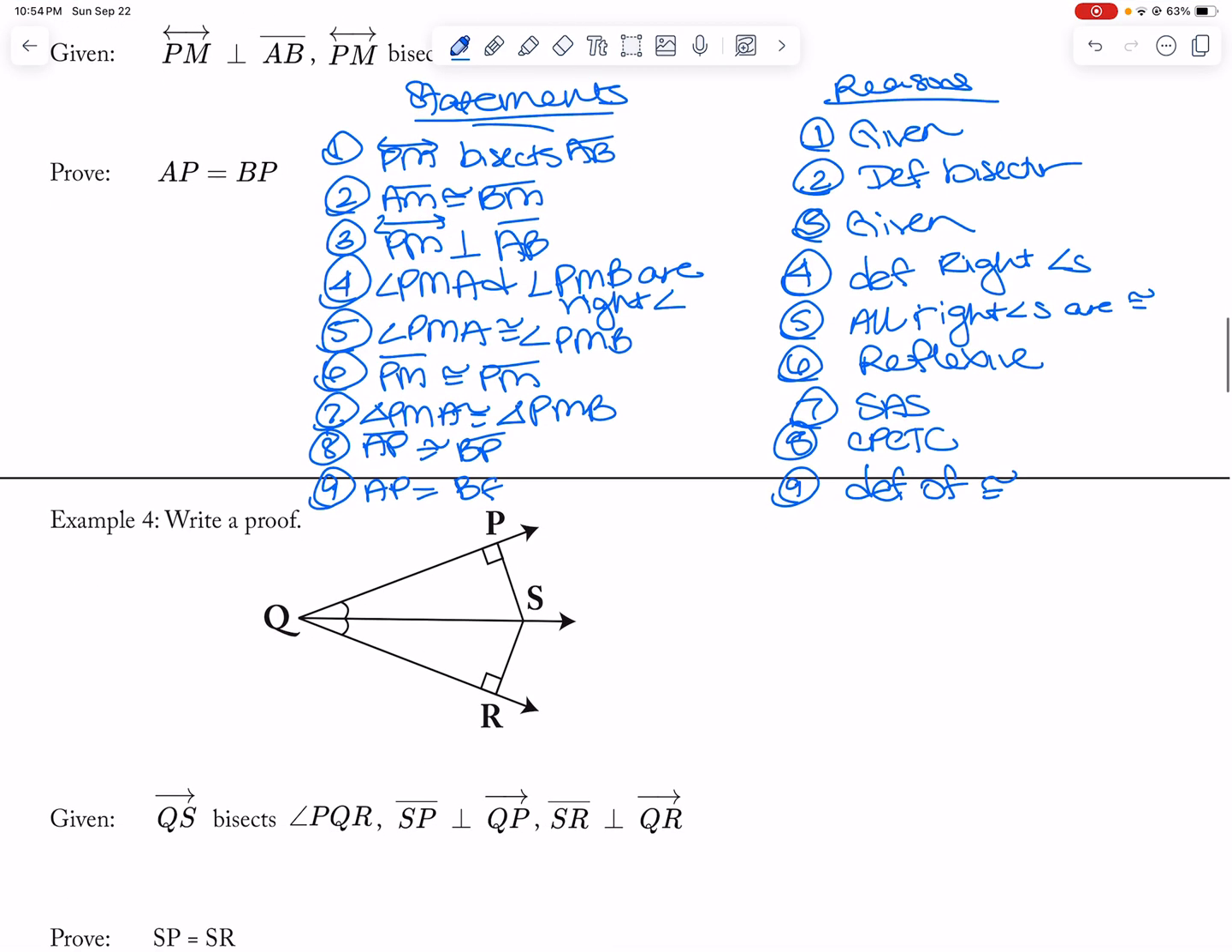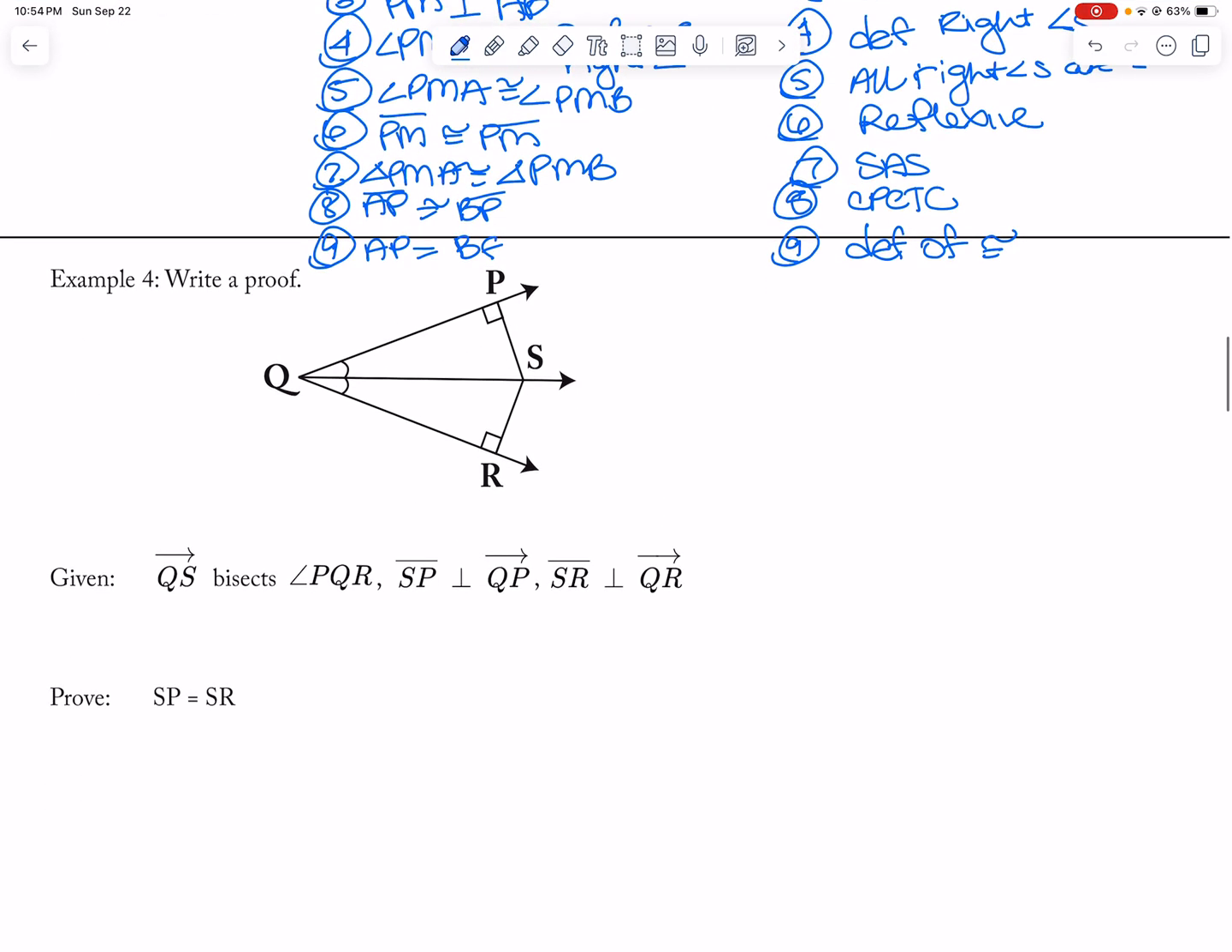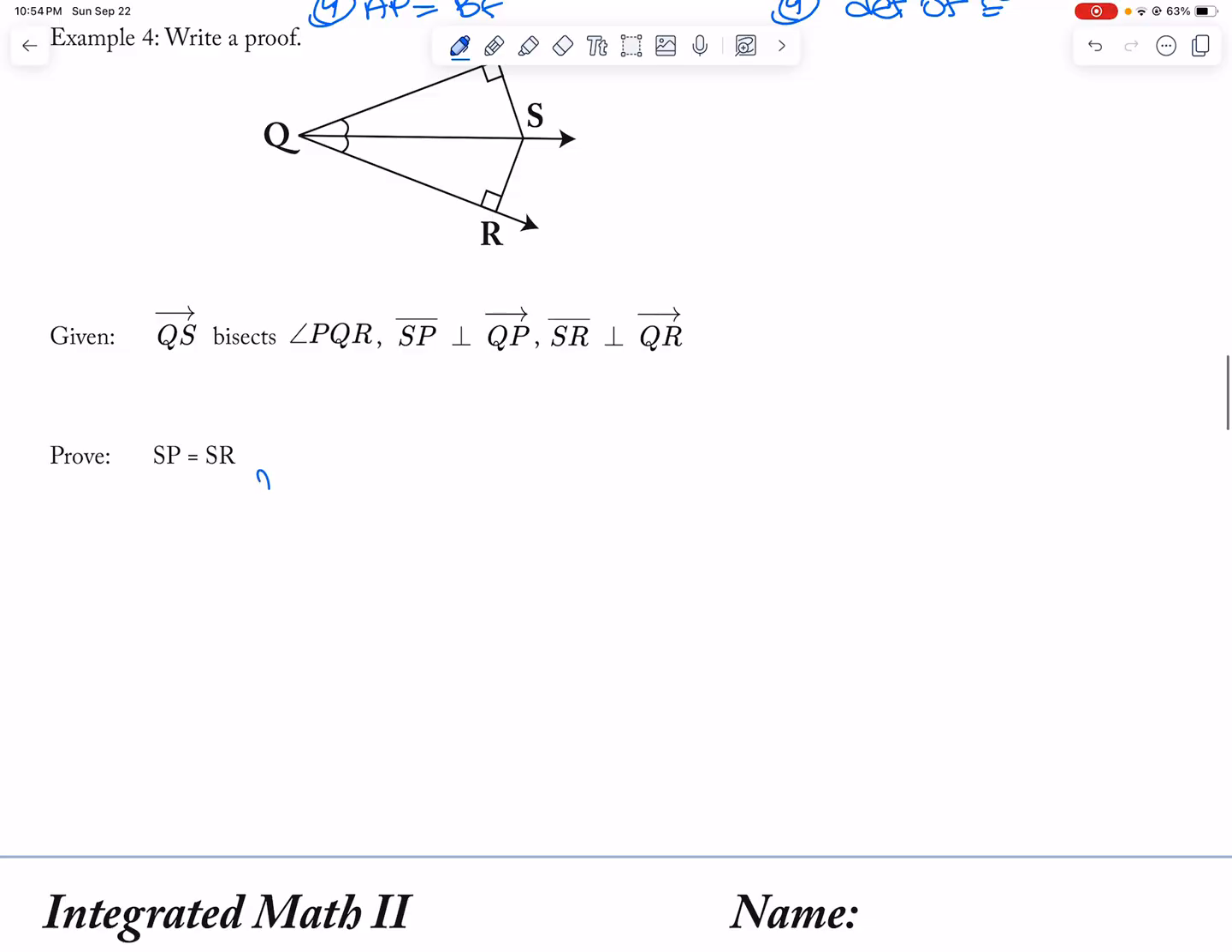Okay. And then example 4 here. Let's go statements, reasons. Another proof. Okay. So let's write our givens.